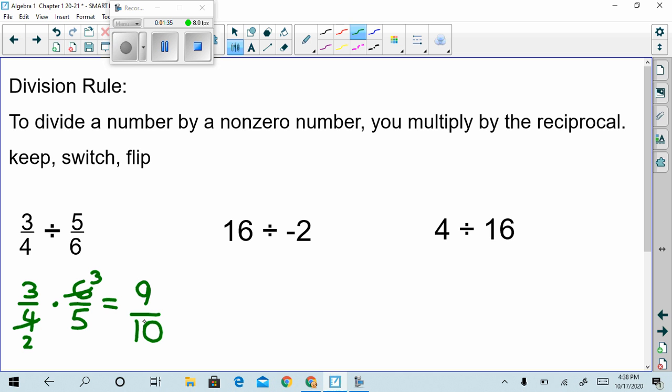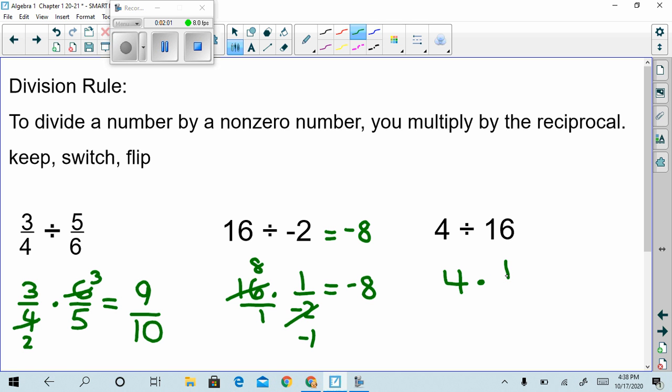In my second one, you could just recognize this as being 16 divided by -2, just knowing your facts. Or you could rewrite it as 16 times 1 over -2 and cross cancel. You get your -8 either way. Watching the next one, this is 4 times the reciprocal. Again, I can cross cancel and I get 1/4. Remember, this is 4 divided by 16, so be careful when you do those types of problems.